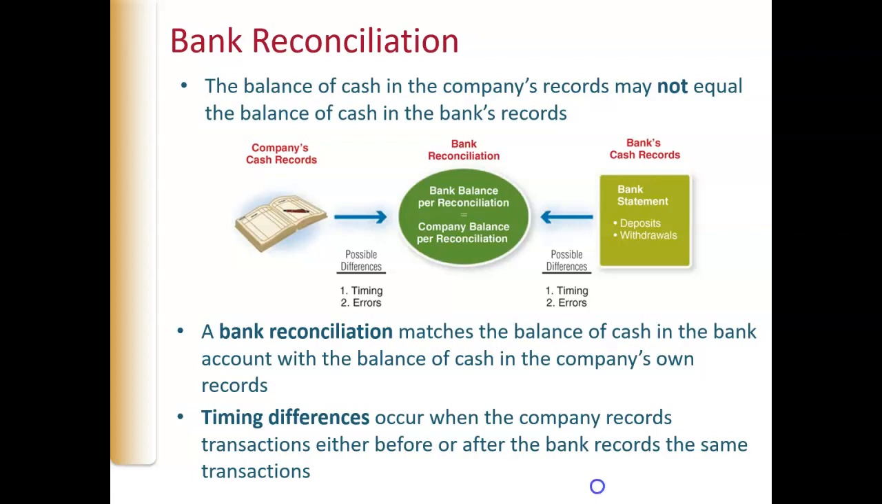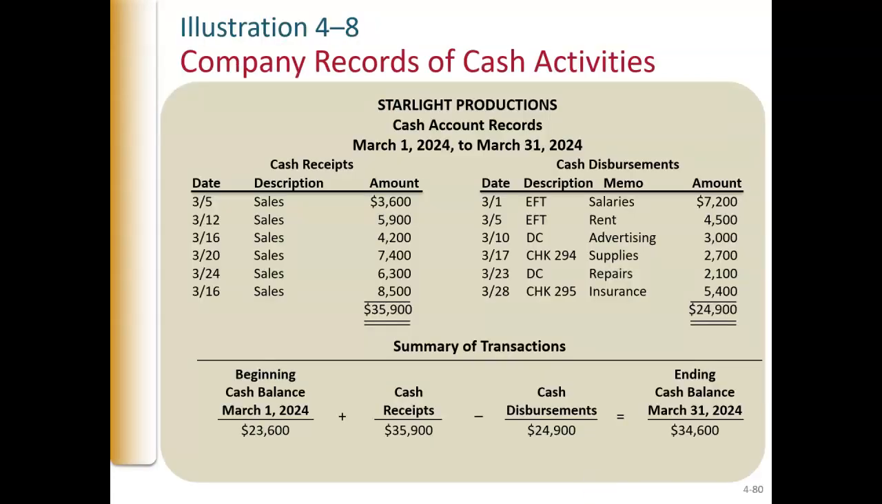Okay, so here you see the account records of a company. You see their cash receipts and you see their cash disbursements. So you see different dates with the sales they had. Then the disbursements, you see debit card, electronic funds transfers, and checks. So different ways of dispersing monies.